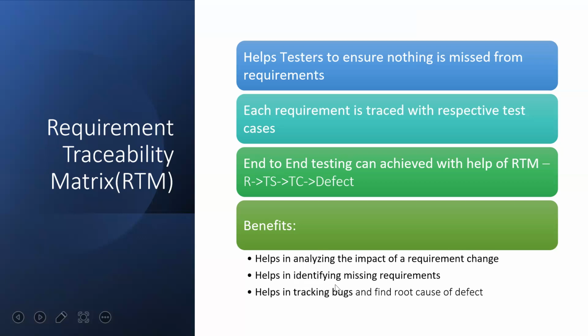It helps in identifying the missing requirements. Obviously, if something is missed in the requirement, or something is missed in the test cases also, we can identify it, and we can work on it. And it helps in tracking bugs and finding the root cause of the defect. I told you, right? If we have a defect, we'll come to know which test case it is, which story it is, and which requirement it is. Did you people understand what a requirement traceability matrix is?